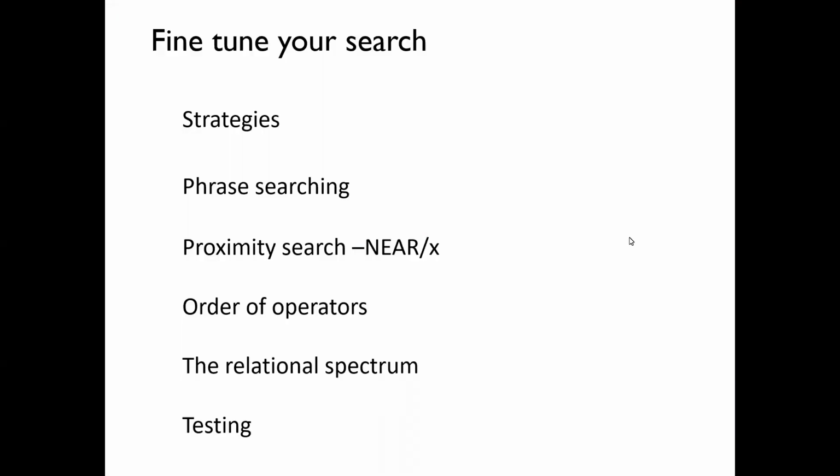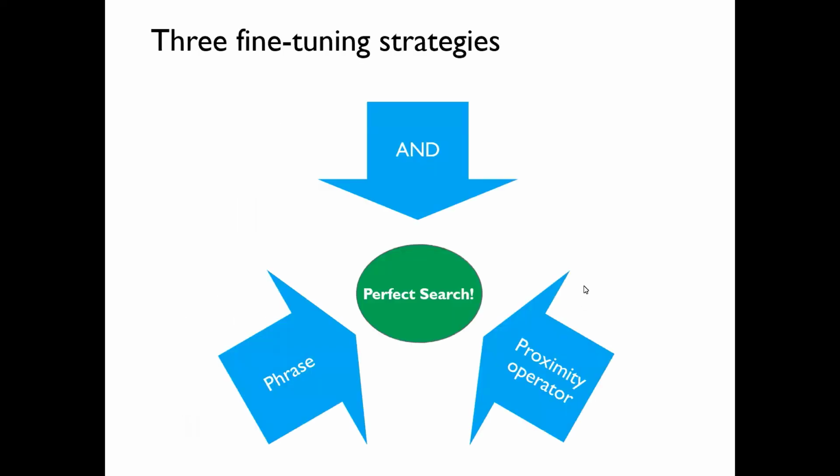So what we'll look at are the three different strategies that you can broadly employ for fine-tuning your search. And then we'll look particularly at phrase searching. Then we'll look at proximity searching on the Web of Science platform. We'll look at the order of operations and the relational spectrum between the different strategies that you can employ. And throughout, we'll look at different methods you can use to test which is the best thing to use when. So we'll jump in here.